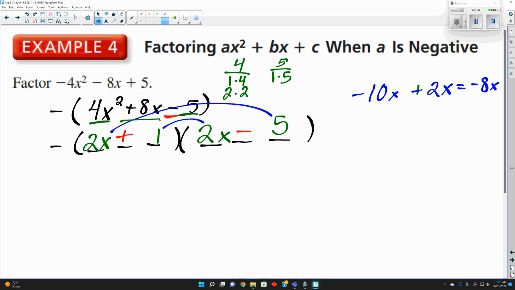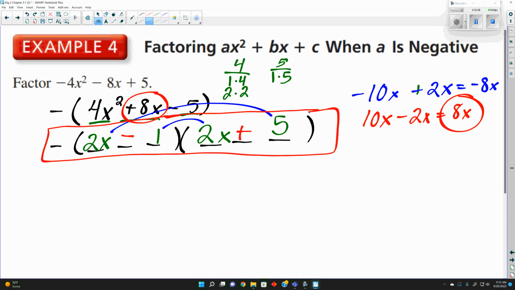Is it positive or negative? Positive. So it's the correct number, but the wrong sign. So what we need to do is change the signs. The 1 needs to be negative and the 5 needs to be positive. Because again, we factored the negative out, so we weren't looking at negative 8x, we're looking at positive 8x. And when we flip that sign, 2x times 5 is 10x. Negative 1 times 2x is negative 2x, which gives us the positive 8x we want.